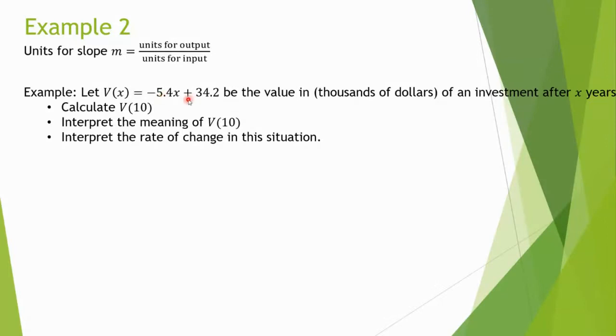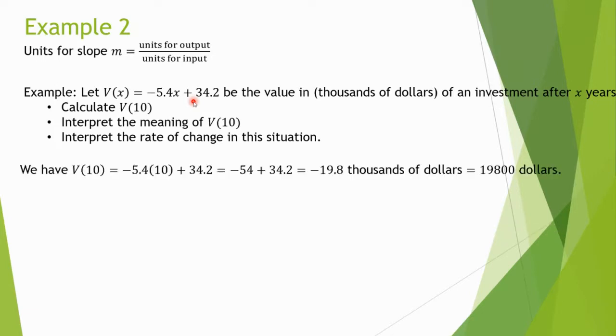Since we know v of x, as you can see, it's a linear function, right? You have mx plus b, m is some number, b is another number. So notice also you have x alone. You don't have x squared, x cubed, or something like that. So the first thing they want you to do is calculate v of 10. Well, how would you do that? You just replace x by 10, and then you do the calculation, as you can see.